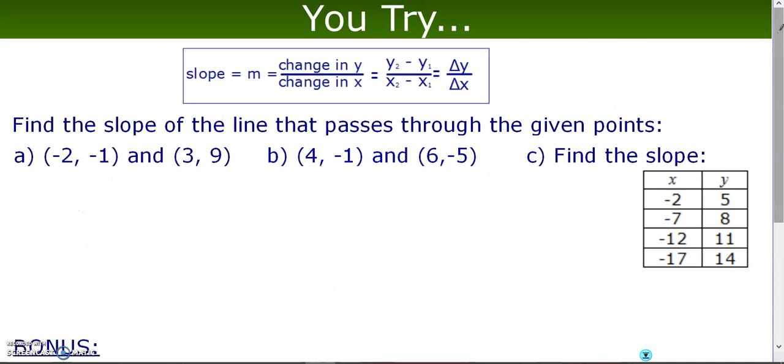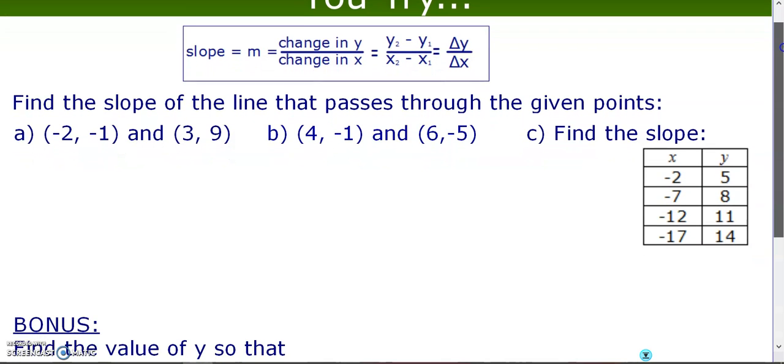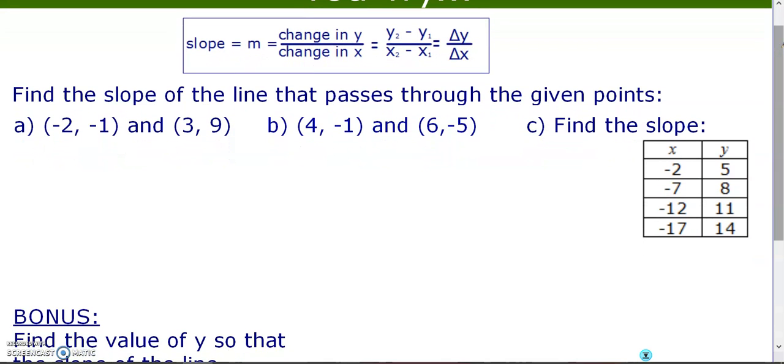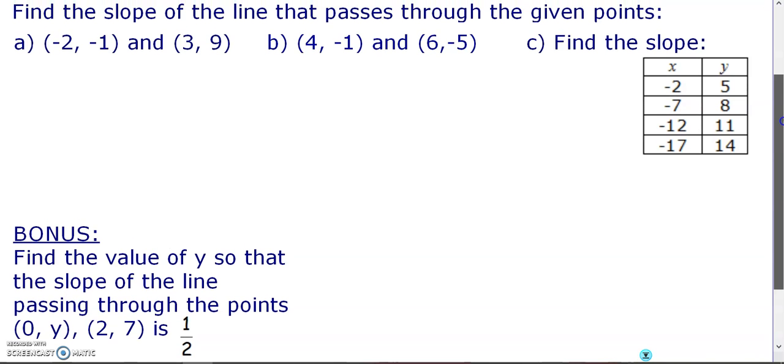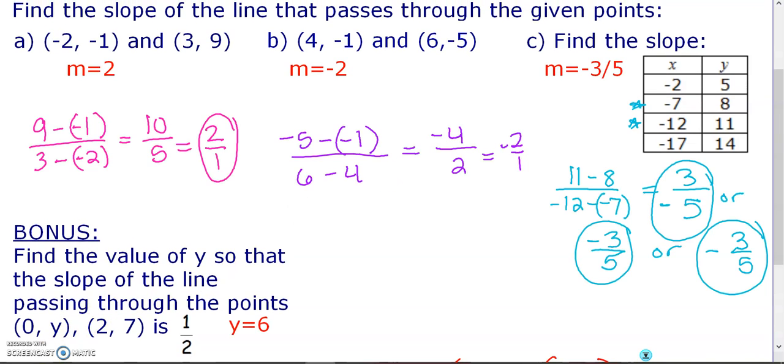You have some practice problems to try. So you've got 3 different slope problems, 2 from ordered pairs, 1 from a table of values, and then you have a bonus. If you're missing part of an ordered pair but you already know the slope, we're asking you to go ahead and find that for the bonus. So take a minute to go ahead and calculate that.